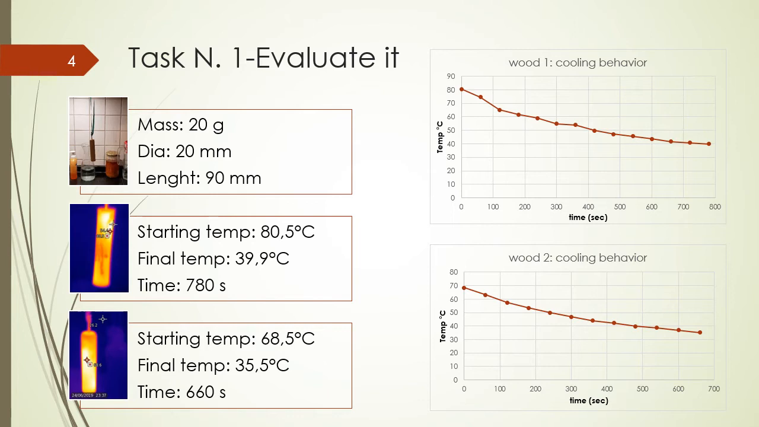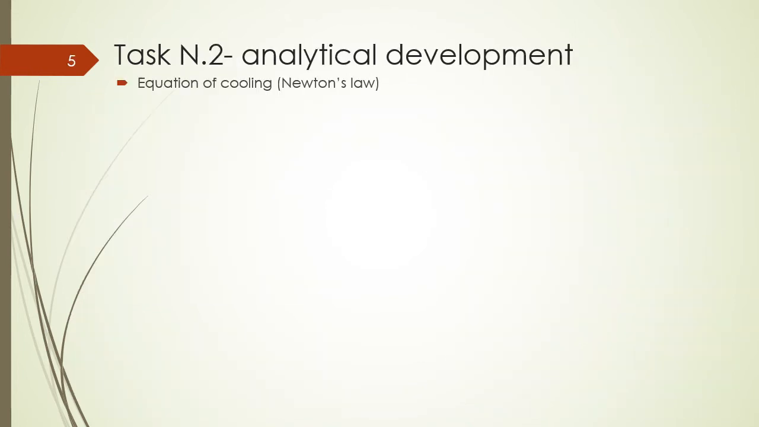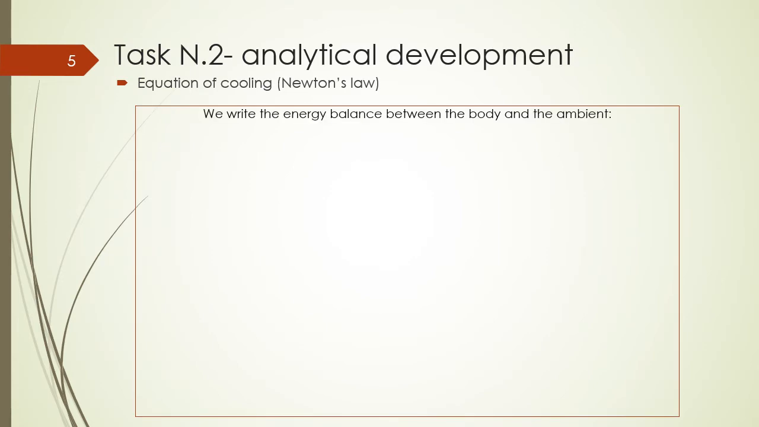On the right part of the sheet we see the two charts representing the points taken during the cooling of the two cylinders. Let's start some analytical development. We need to write an energy balance between the body and the ambient, which is a differential equation.